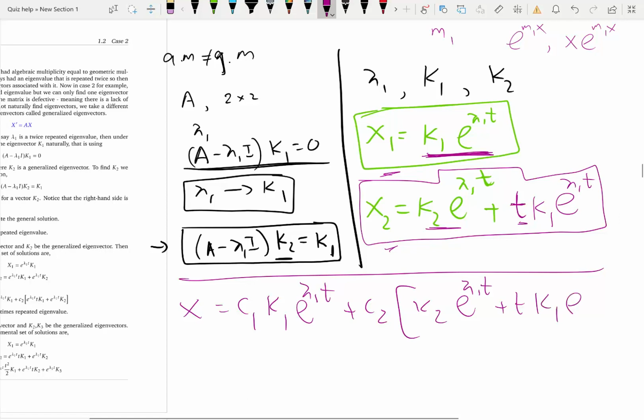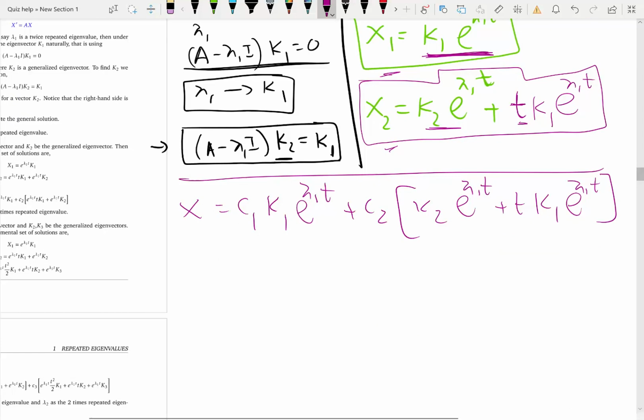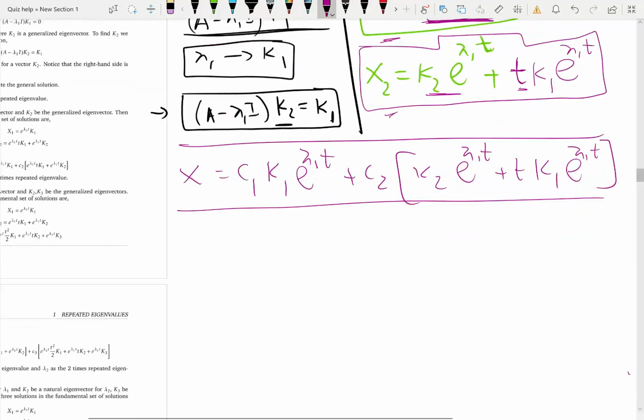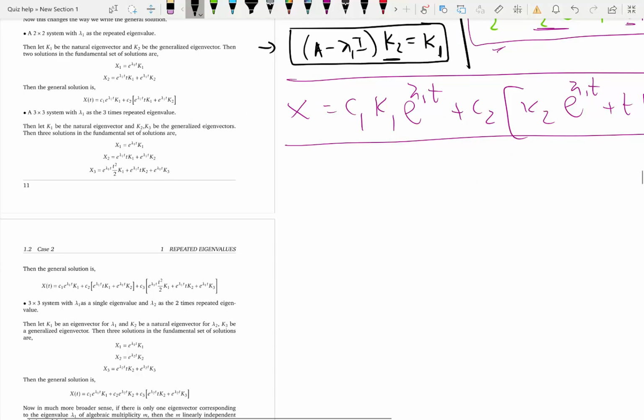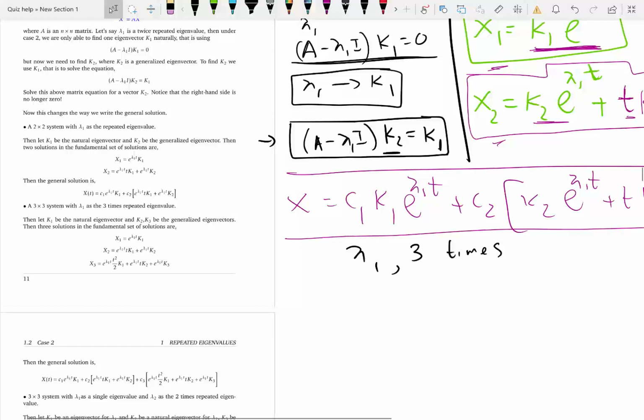Okay, so see, it's a little bit low. Now we have to analyze this case by case, because when it comes to 3 by 3, it gets a little bit complicated. Okay, so 3 by 3. Let's say we have a 3 by 3 system with lambda 1 as 3 times repeated. So 3 times repeated eigenvalues.